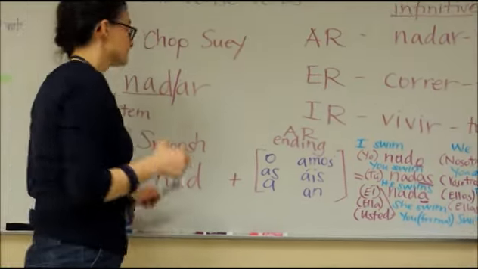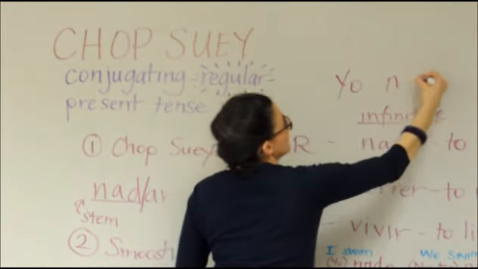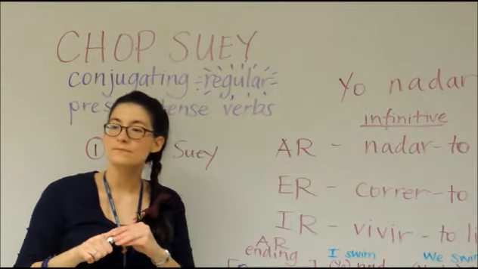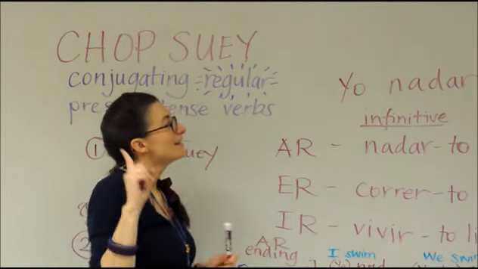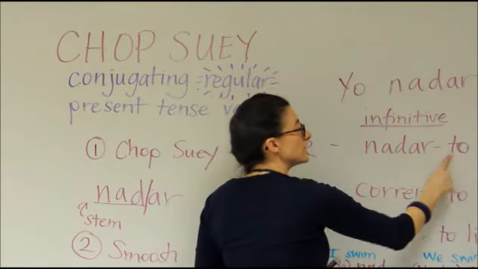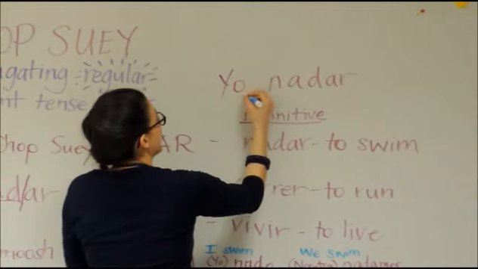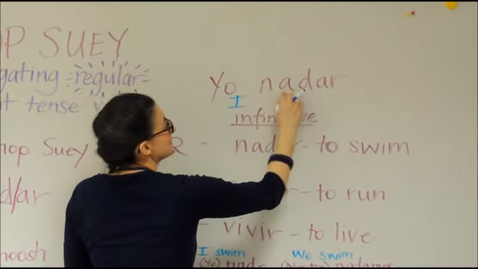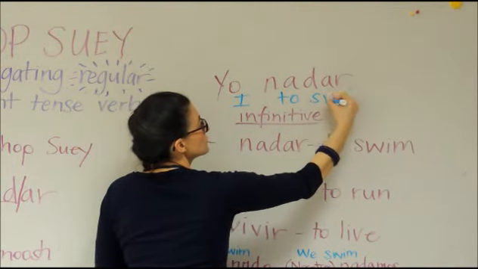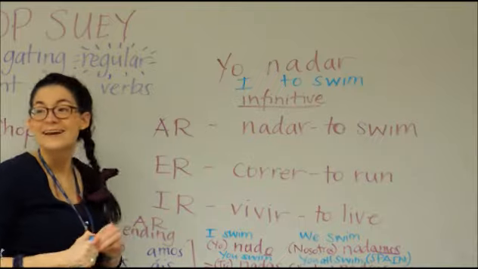One last question. What does yo nadar mean? I swim. I'm glad that you said that. Yo nadar, nadar means to swim. So yo does mean I, but if we actually translate it, this means "I to swim." Does that make sense? No, right? Not at all.